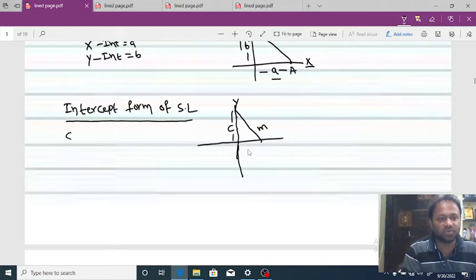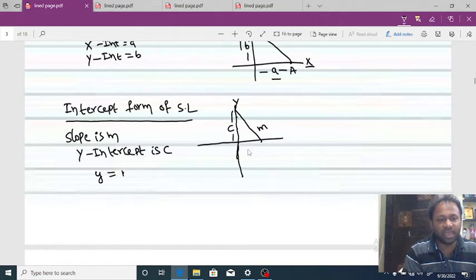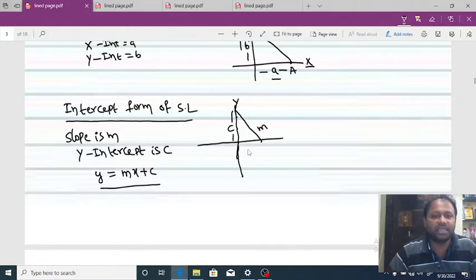Slope is m and y-intercept is c. Then the equation of the straight line is y is equal to mx plus c. This form is called the equation of the straight line in intercept form. Here we need to remember that c is the y-intercept.